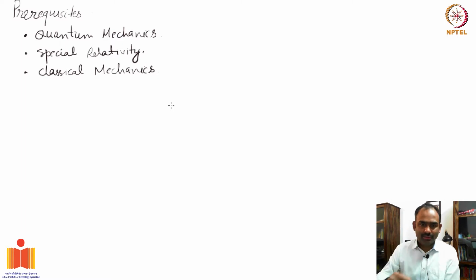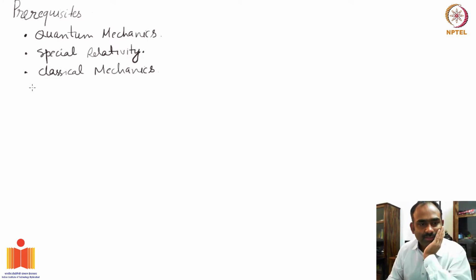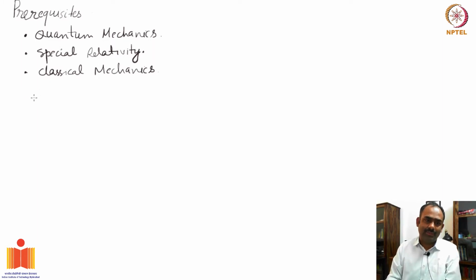Then you should know how to construct a quantum theory given a classical theory. It might have been covered in your quantum mechanics course, but let me nevertheless mention it here. So suppose you have some system which is described by generalized coordinates, which I label as q_i, where i runs from 1 to n, where n is the degrees of freedom that the system has.